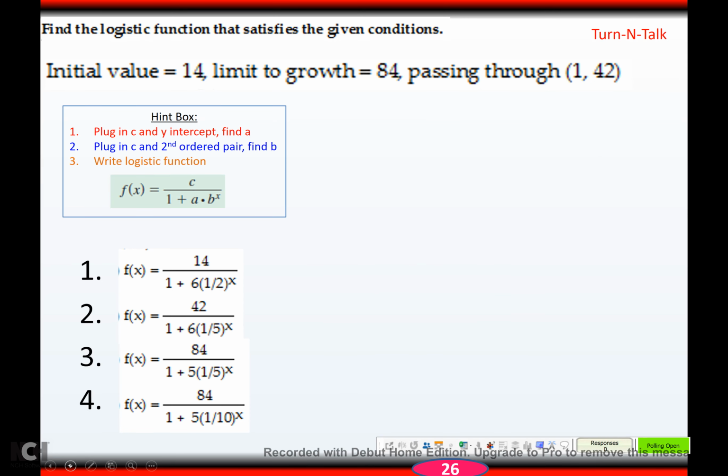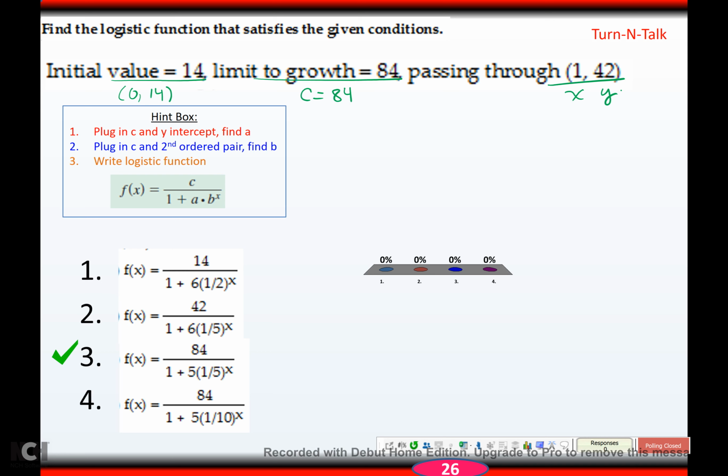All right, so you try one. Hit pause, come back when you're ready, and hopefully you got 3. If not, let's look at y. It's got an initial value of 14. That's my y-intercept, so 0, 14. The limit to growth is 84. That means c is 84, and it passes through this point, which gives me an x and a y to plug in to find b.